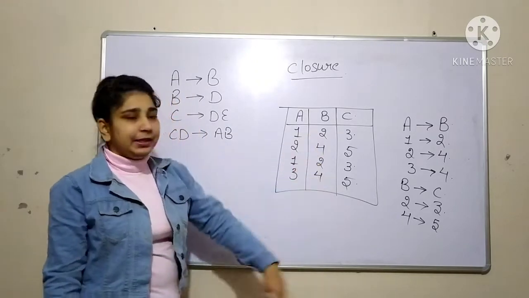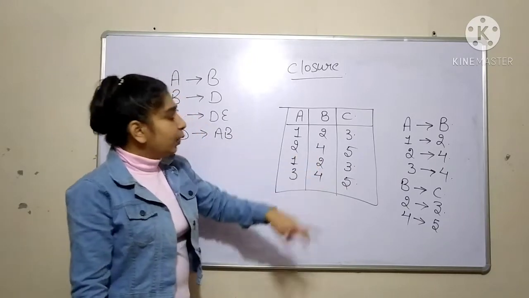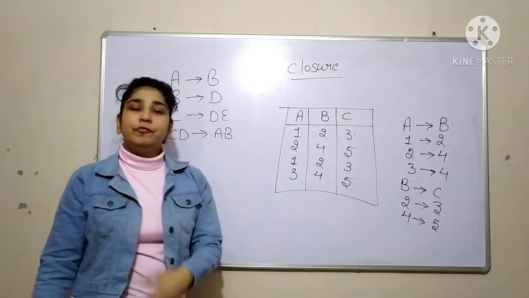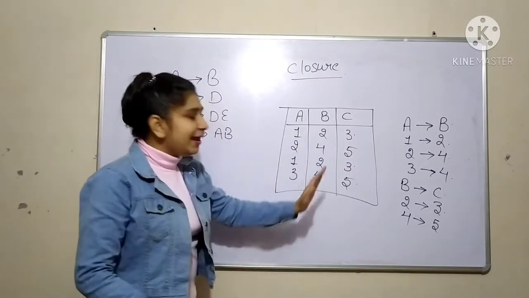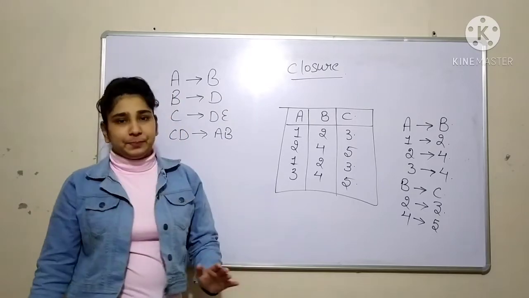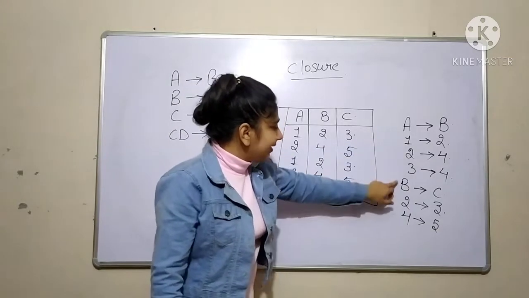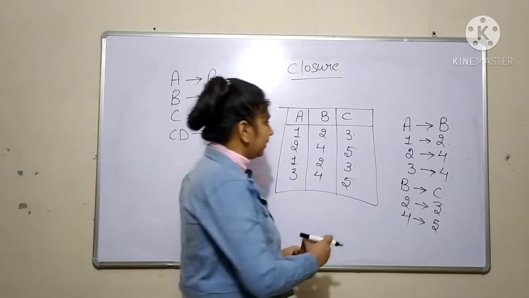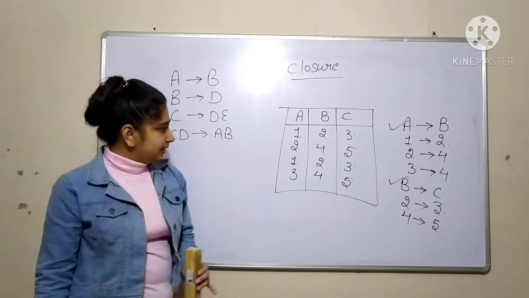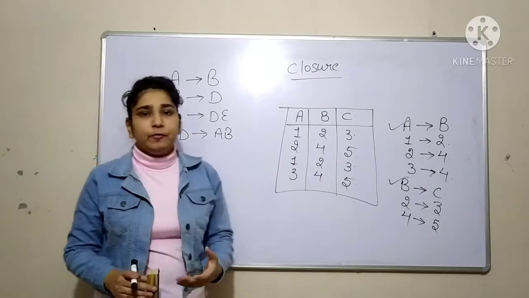If you are given value 2, the output is 3. If you are given value of B as 4, the value of C is 5. So for each and every value of B, you are getting a definite answer. So both these functional dependencies are right. So what can you conclude from it?